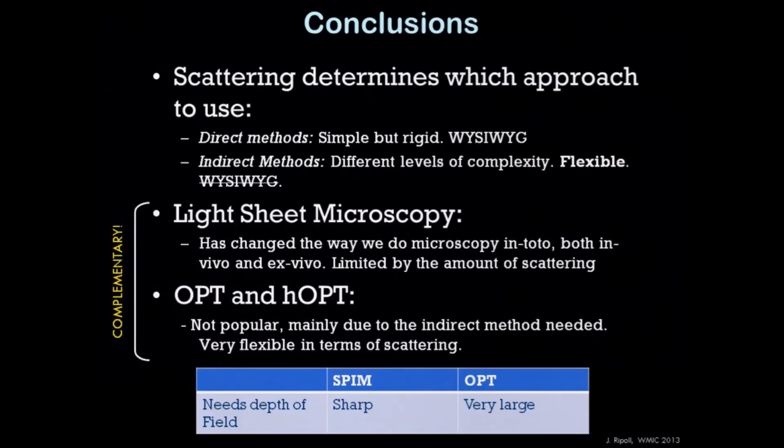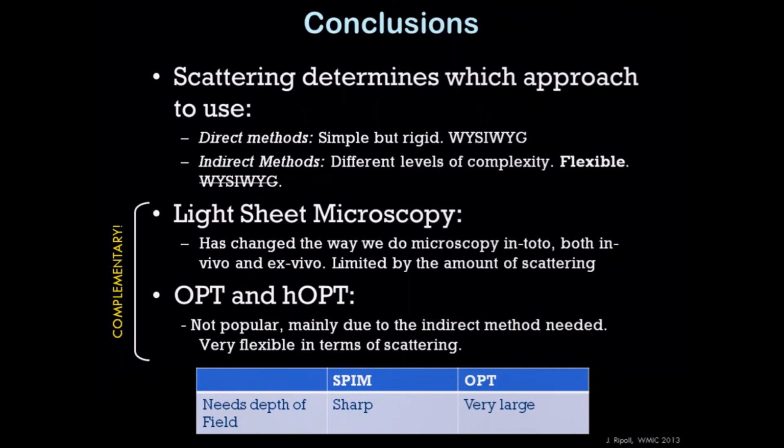So with that, I'd like to close. Hopefully, I conveyed the point that scattering actually limits what type of approach you can use if you want to obtain the maximum information possible from your system. There are 2 methods, at least that's the way I separated them: direct and indirect methods. Direct methods are simple, and what you see is what you get. You take a single photograph of a slice, and that's your image. Indirect methods have different levels of complexity. I think that's the reason they're not so commonly used. FMT, for example, is one of these methods, but they are flexible.